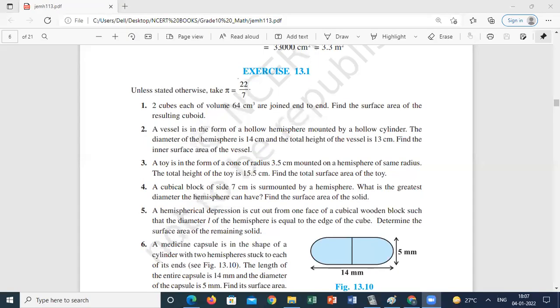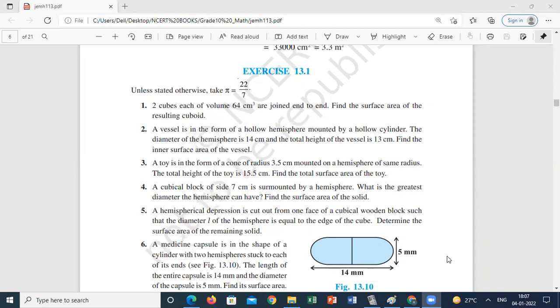These are simple numericals. I already told you the strategies, how to approach them. The only thing is visualization: what kind of diagram it will form, and try to depict the diagram on paper and solve it. So the second question: a vessel is in the form of a hollow hemisphere mounted by a hollow cylinder.